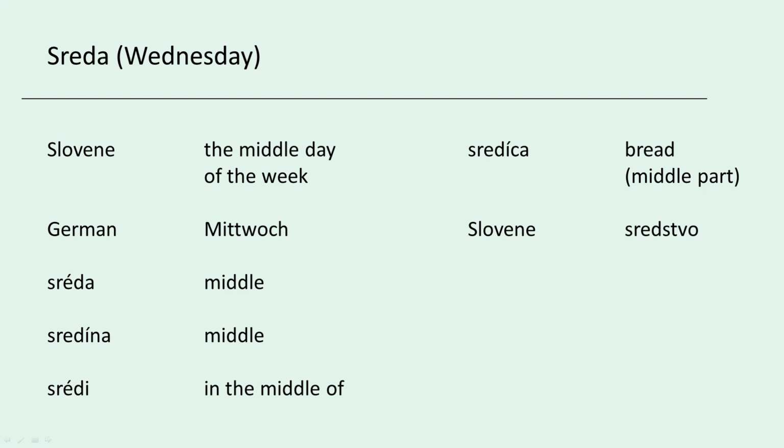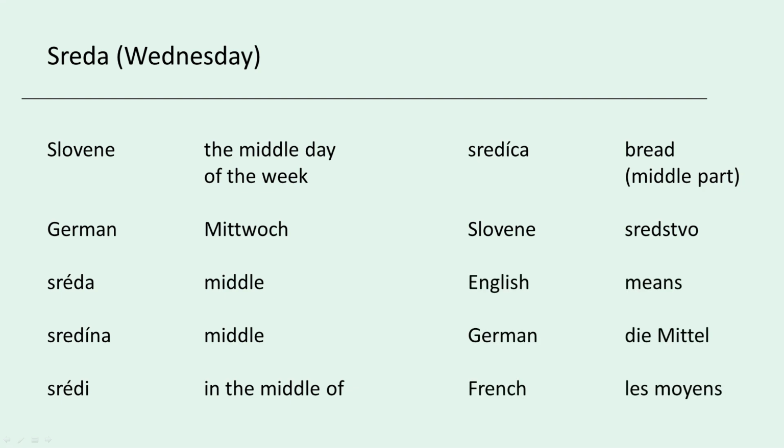So, sredstvo is something that is in the middle of you and your goal. It's the same in English, German, and French. Means, die Mittel, or les moyens are all in the plural and refer to money. They all refer to the middle. Mean is another word for average in English, so something that is in the middle. I guess money is the universal tool of getting things done, the universal middleman, so to speak. Anyway, sredstva is literally means, die Mittel, or les moyens. To sum up, sreda means the middle day of the week, and this will be especially easy to remember for speakers of German.